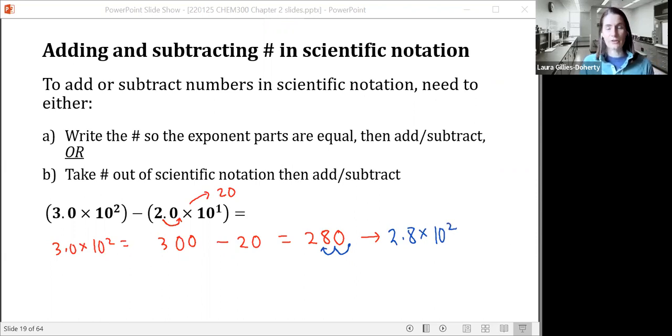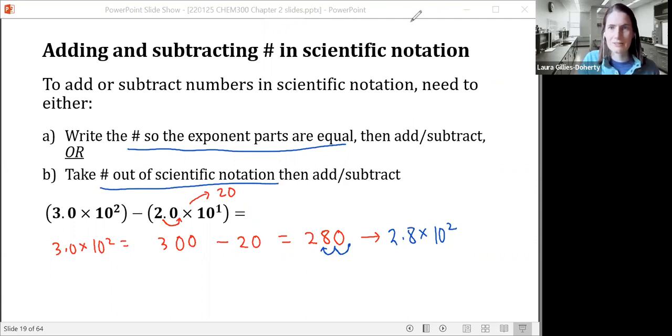So you can use whichever one of these methods in your mind makes the most sense. They're both going to work equally well. You can write both the numbers so the exponent parts are equal, then do the addition and subtraction. Or you can take them out of scientific notation, do the addition and subtraction, and then put them back into scientific notation.